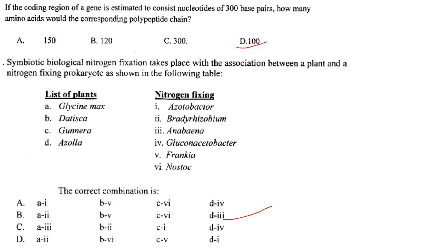Then symbiotic biological nitrogen fixation takes place with association between a plant and a nitrogen fixing prokaryote as shown in the following table. So list of plants and then nitrogen fixing prokaryote. Glycine max is Bradyrhizobium, A2. Then Datisca is Frankia. Gunnera is Nostoc, and Azolla is Anabaena. So answer is option B, that is A2, B5, C4, C6, D3.